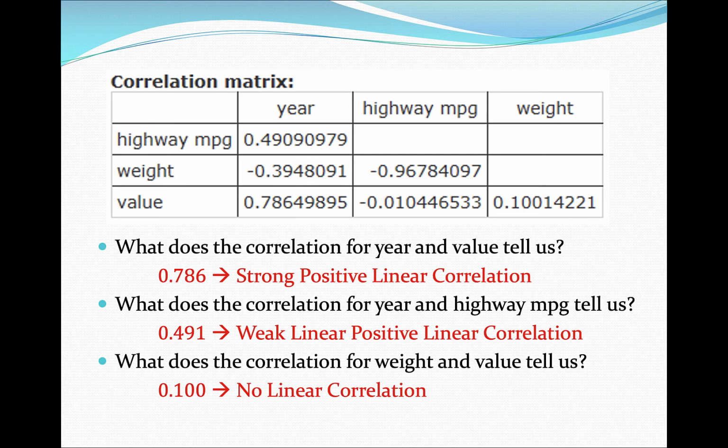So that's your typical interpretations. Pay attention to the sign. It tells you whether it's positive or negative. Of course, if there's no correlation, you don't have to worry about the sign. You just say there's no linear correlation. Then you determine whether it's strong or weak if there is a correlation, along with the sign, and that will tell you how to interpret that value.